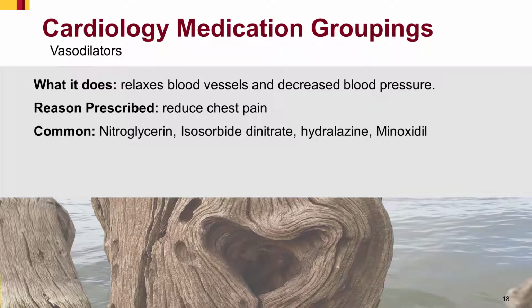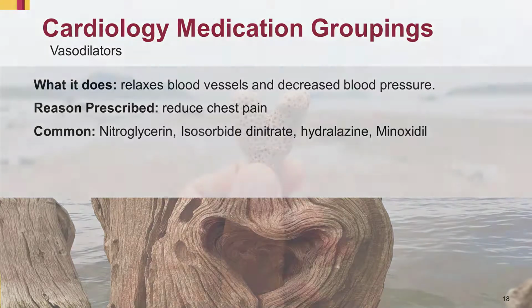And then lastly, vasodilators. So vasodilators relax blood vessels and as a result can decrease blood pressure. It also can reduce chest pain. Nitroglycerin is a really common med that you'll see. Nitro is the most common medication that you'll see in this category. It can be a pill that's swallowed. Most commonly it's sublingual, so it can just sit under the tongue or in the cheek to help with chest pain. And it also comes in a spray and topical cream.